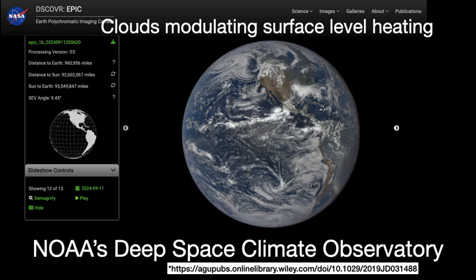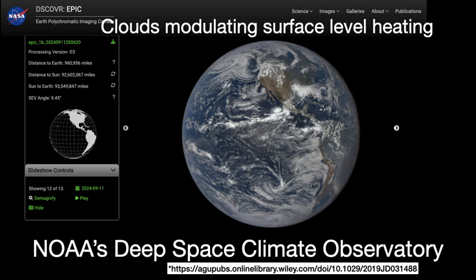Here's again that image. And by the way, I'd encourage everyone to go to Discover EPIC and take a look at these images. It's really a fascinating thing, this Deep Space Climate Observatory that's always taking images of the sunlit side of the Earth. This image was taken on 9/11/2024, and I believe this thing right there, entering into the United States, you can probably pick it out, is Hurricane Helene, if my memory is right. But in any case, this image is showing the clouds modulating the surface level heating.